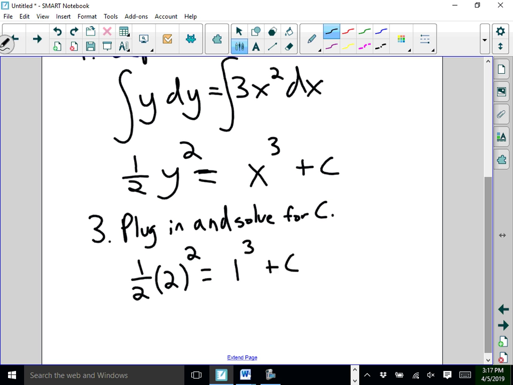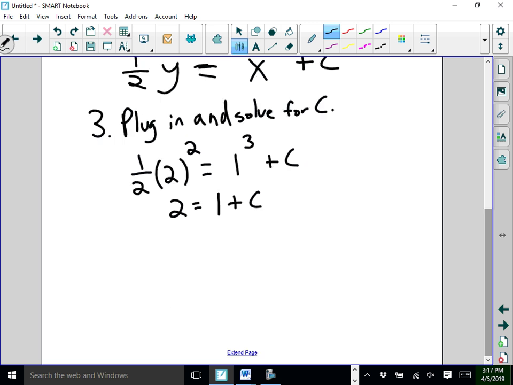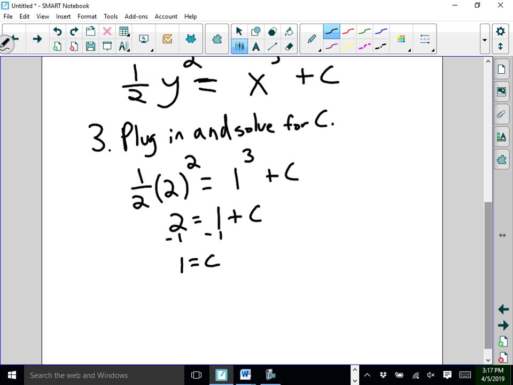Now I just have to solve for C. 2 squared is 4. 4 divided by 2 is 2. So 2 equals 1 plus C. Solving for C then, I have to minus 1. I get 1 equals C. Okay. Step 4.